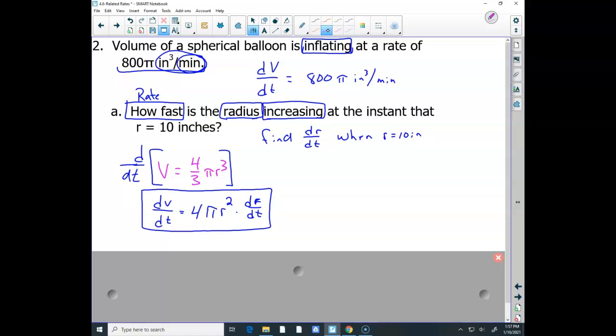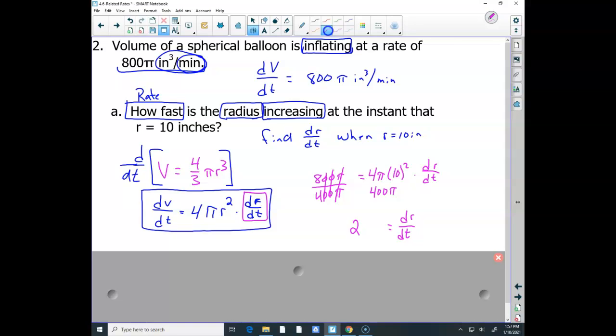So I'm going to say, hey, a little bit different. We're solving for dr/dt now. Well, dV/dt, that's 800 pi, equals, what do I have? I have 4 pi 10 squared times dr/dt. Well, this is really 400 pi, isn't it? So if I divide off my 400 pi, I can see my pi's cancel, and dr/dt is going to equal 2.